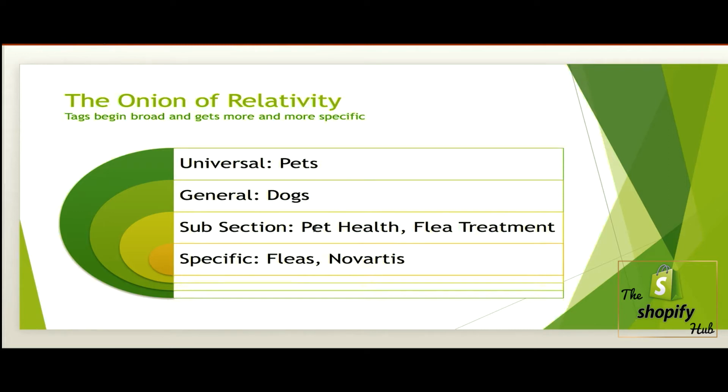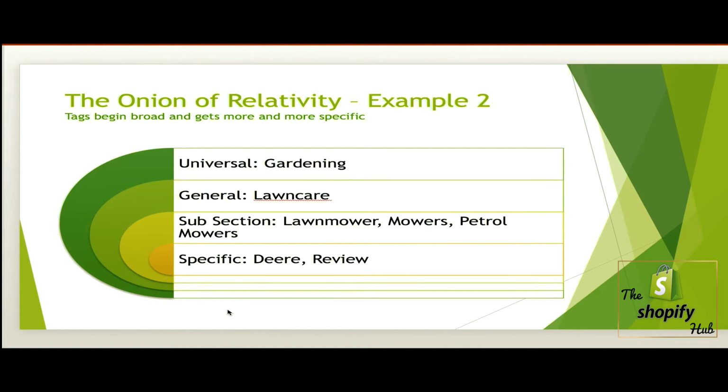So as another example, let's just have a look at the next one here. This one. Gardening, right? So if you have a large store with multiple different subjects, you would have potentially gardening, lawn care, and then your subsection being lawn mowers, petrol mowers, and then the more specific stuff around that particular article. Now, it kind of also then gets around to the next point.